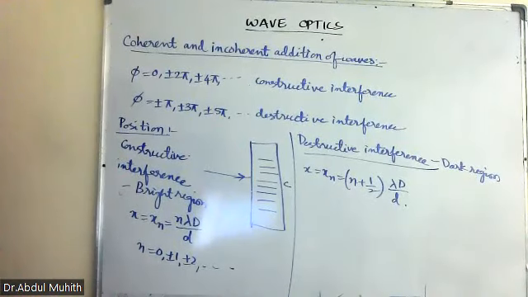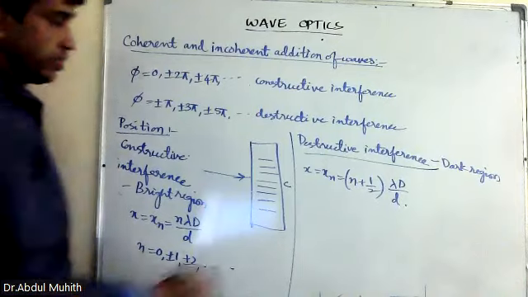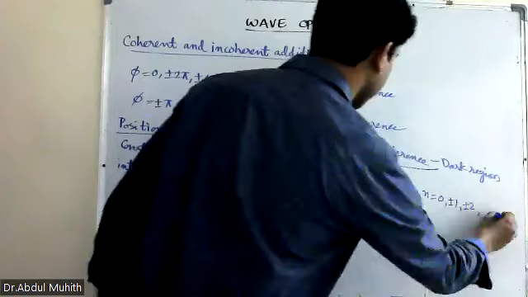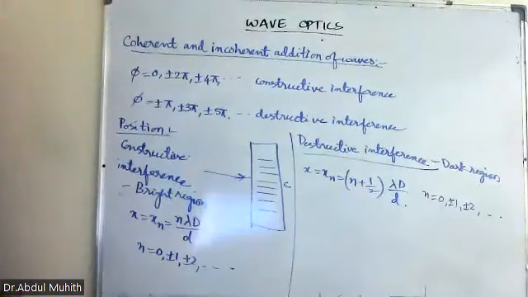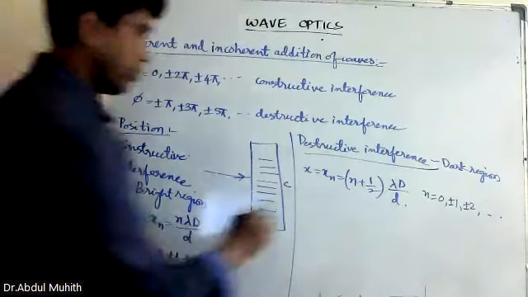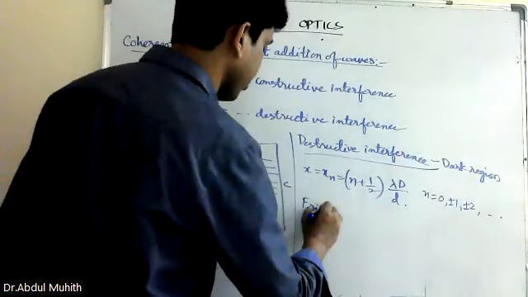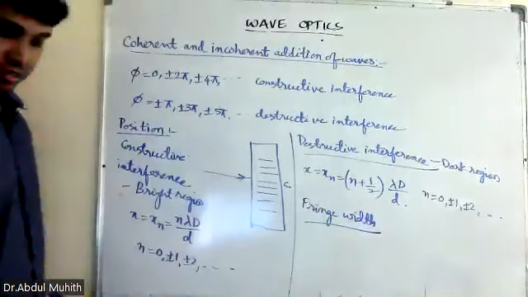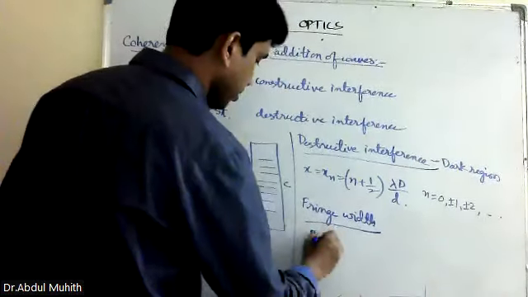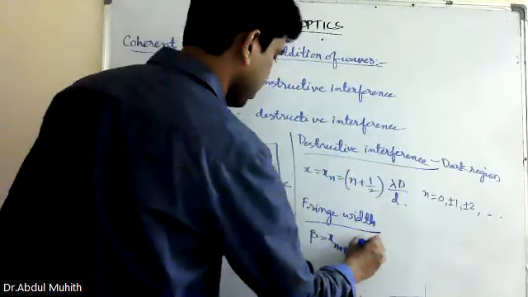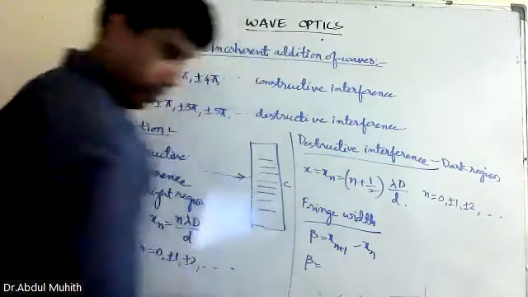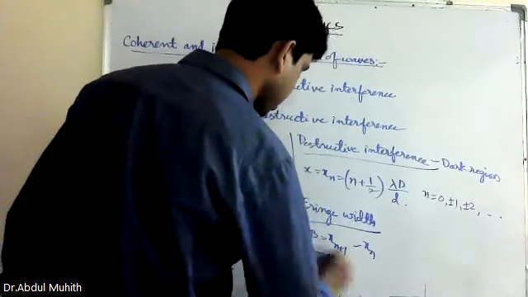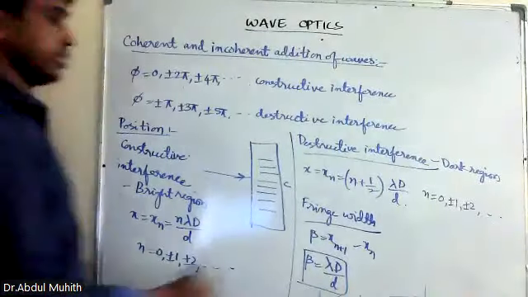And we have fringe width also, where n is equal to plus or minus 0, plus or minus 1, plus or minus 2, and it keeps on going. The next one is fringe width. These three are important. What is the fringe width formula? Beta is equal to xn plus 1 minus xn, that is beta is equal to lambda D by d. This is the formula for fringe width, beta.